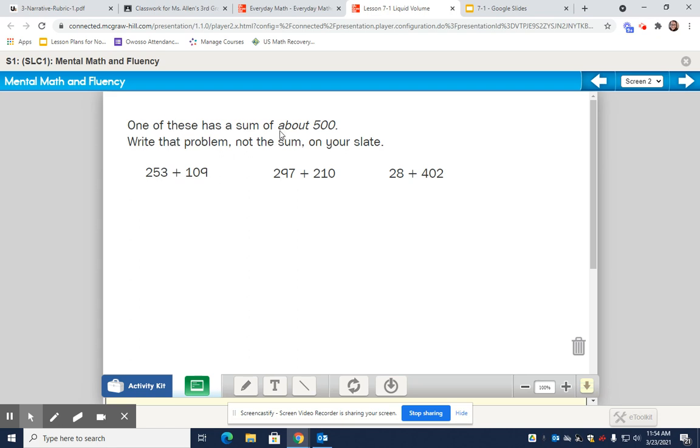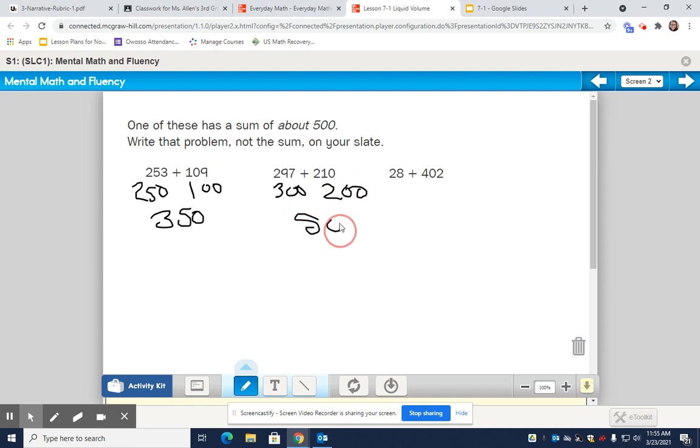Now we're looking for a sum of about 500. So make some estimates and figure out which problem is going to have a sum of about 500. Okay. For this problem, I would have said 250 and 100. Adding those together would have been 350. So not quite 500. For this next one, I would have said 300 and I would have said 200. Added that together would have been 500.